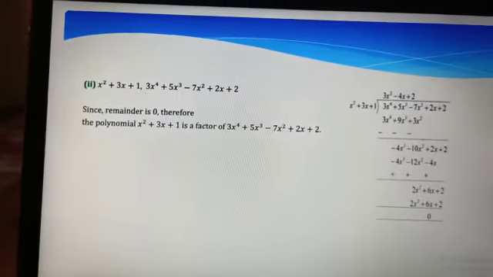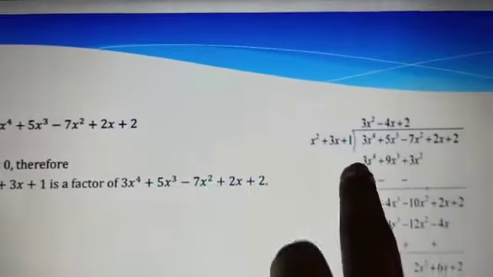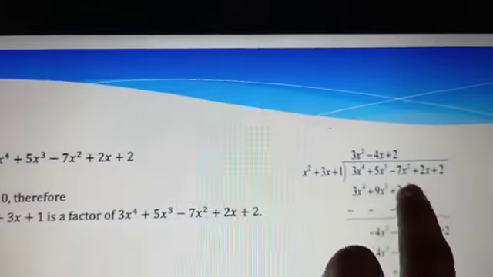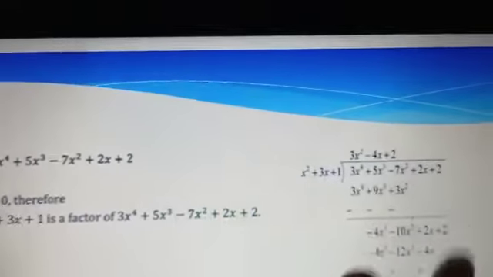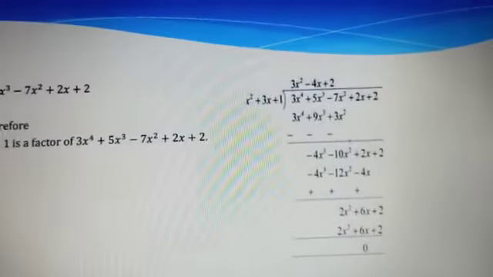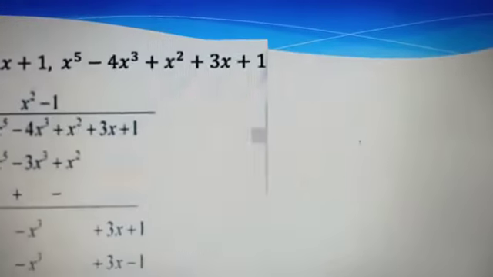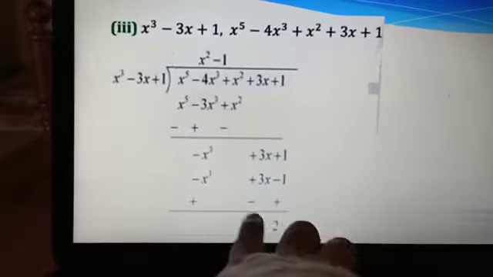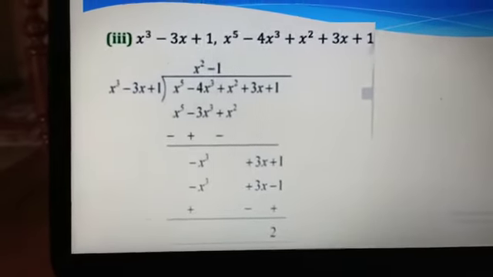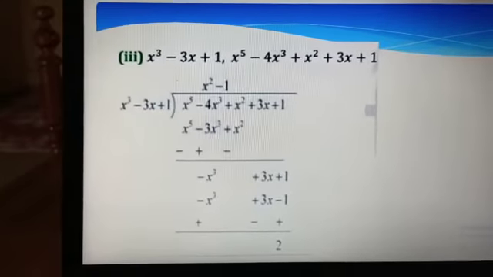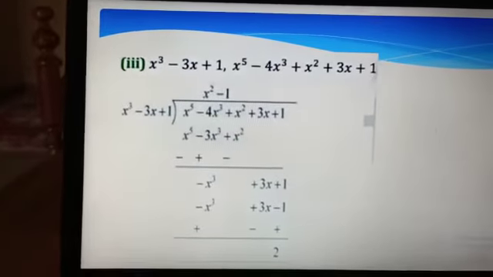In the second case also, we are getting remainder 0. The question was x square plus 3x plus 1 to be divided by 3x to the power 4 plus 5x cube minus 7x square plus 2x plus 2. On division we get the remainder 0. Hence we can say that the g of x is a factor of p of x. And in the third case, when you are dividing, you are getting 2 as a remainder. So if 2 is coming as a remainder, then we will say the g of x is not a factor of p of x.